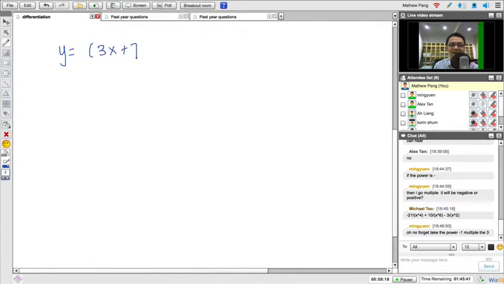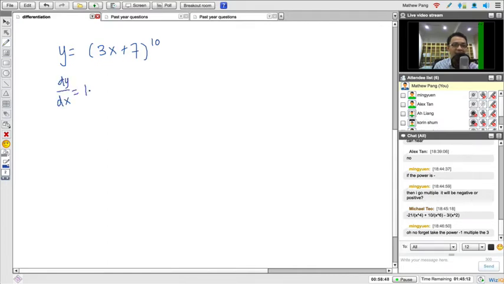3x plus 7 power of 10, maybe. Alright, this one is a little bit complicated. Okay, so I'm going to teach you the easier way first, and then I'm going to explain how the easiest way actually happens. Alright, so the first thing is I will move the 10 in front and then minus 1. Okay, same as just now.